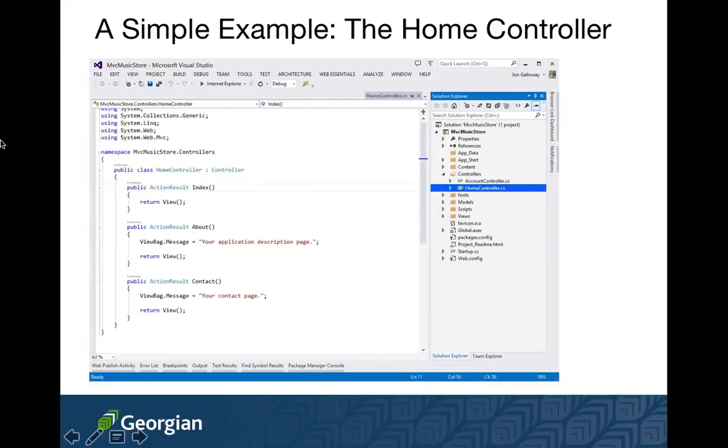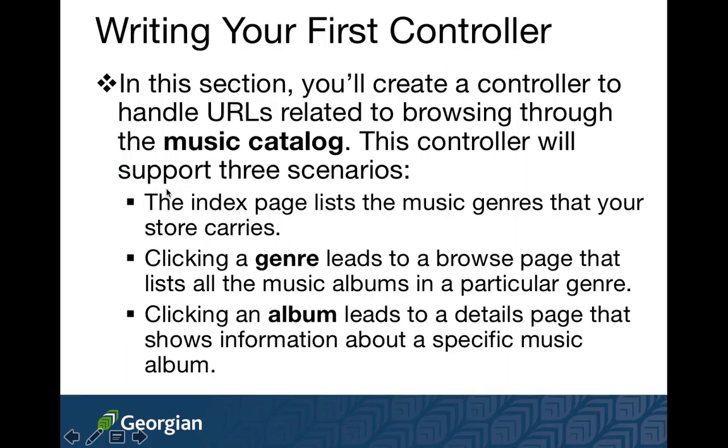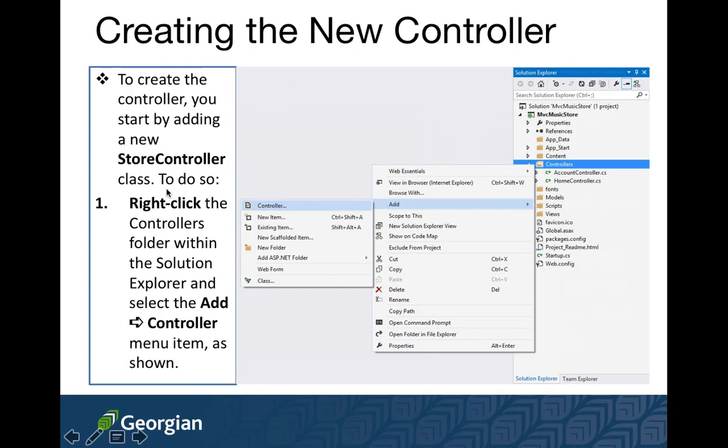So this is what you get as a default for your home controller. You get this action result, action result, action result. That's the return type, ActionResult. I can change this return type to whatever I want, though. I don't have to make it ActionResult. We'll talk about that in a second. So let's talk about how we do that.